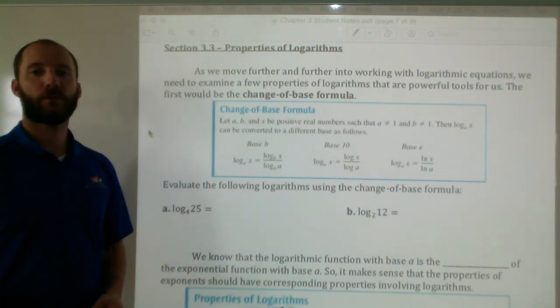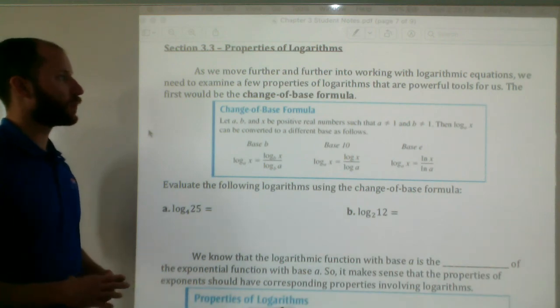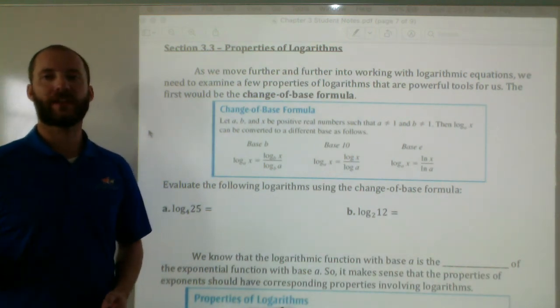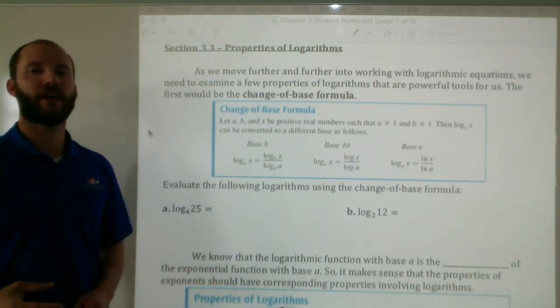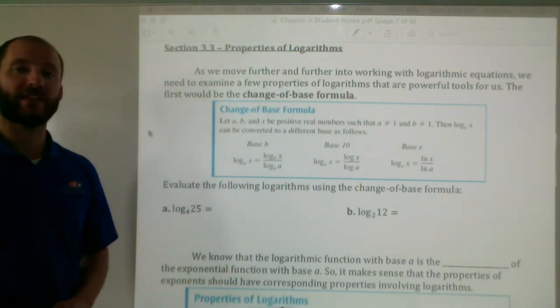Section 3.3, Properties of Logarithms. So as we move further and further into working with logarithmic equations, we're gathering more and more properties to help us solve those equations. One of them is the change of base formula.